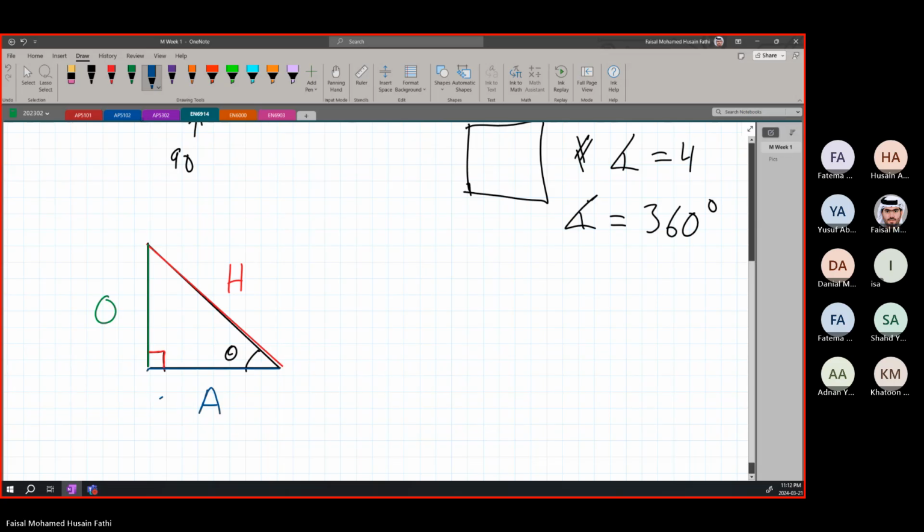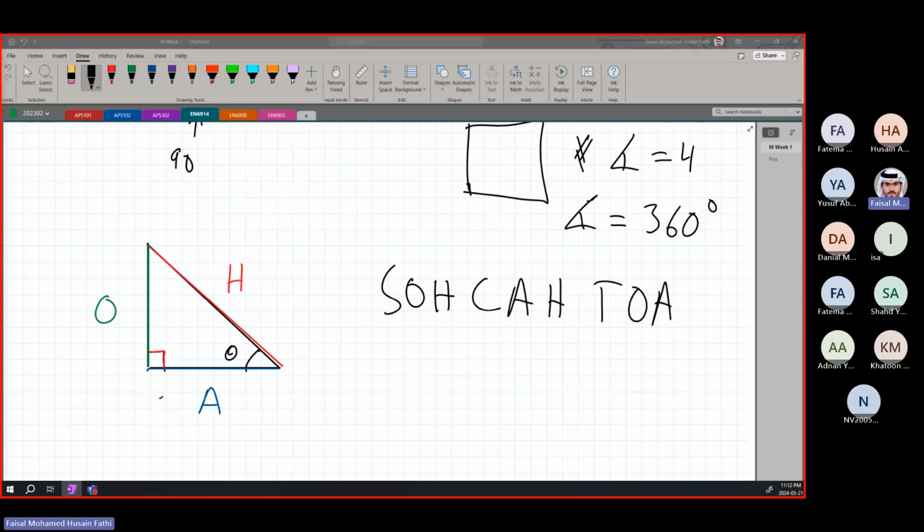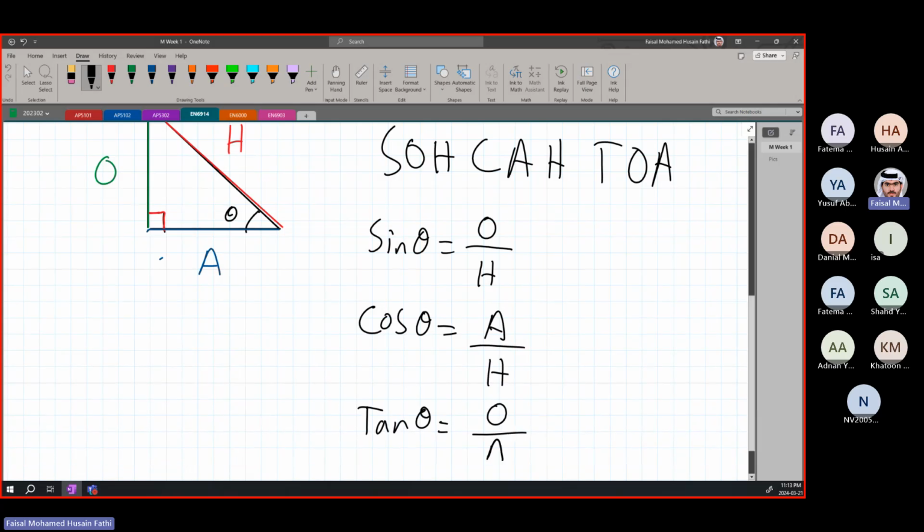I'm pretty sure you guys all remember SOH CAH TOA. This is very important. You guys make sure you always remember this. What does this mean? Basically, sine of theta is equal to opposite over hypotenuse. Cosine of theta is equal to adjacent over hypotenuse, and tan of theta is equal to opposite over adjacent.